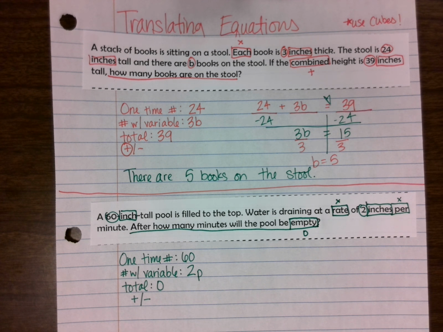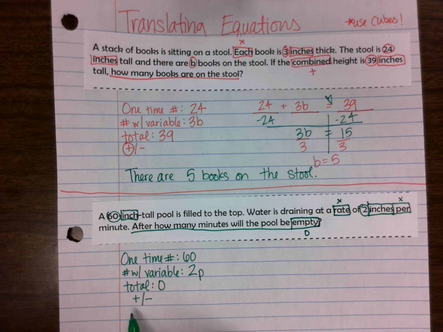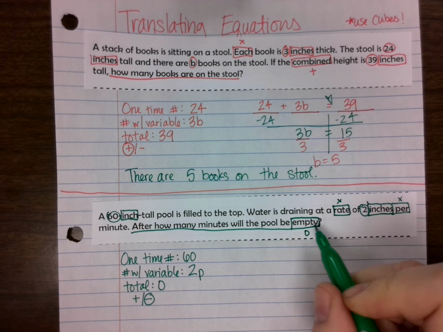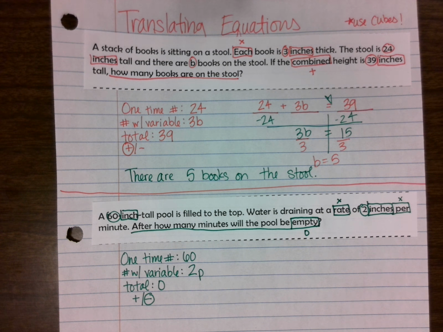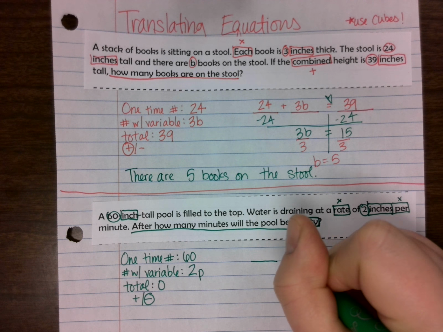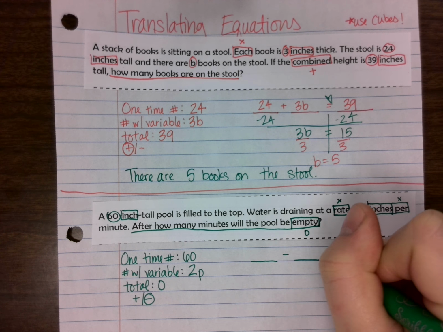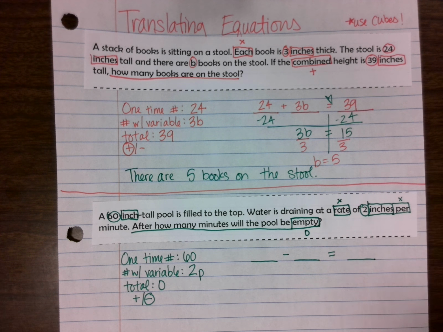So now we've pulled out all of our important information. We want to put it together in an equation. Oh, whoops, I'm sorry. Are we adding or are we subtracting? We are subtracting. That empty, we're trying to take water out of the pool, so that means we're subtracting. So that means we're going to have some number minus another number to equal our total.